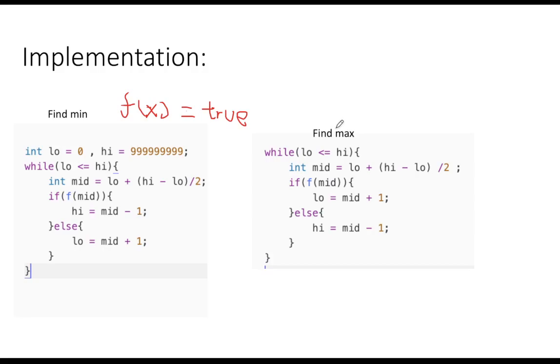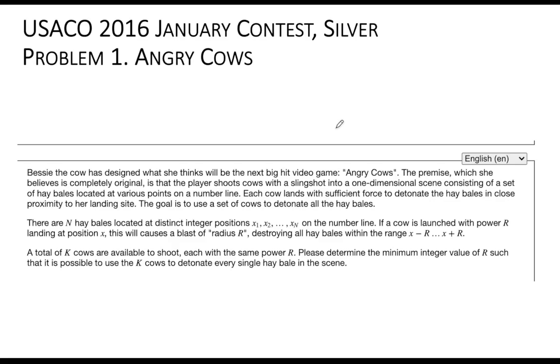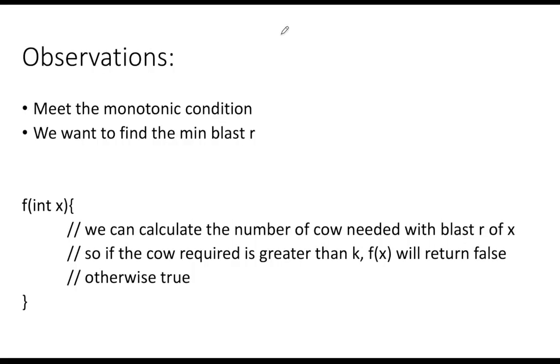Okay, so let's look at an example problem from USACO. It's called Angry Cows. You can search the title and try to do the problem on your own. I really recommend you do that. I also pasted the problem statement here, but I'm just going to continue. You can pause the video to look at it, of course. So I assume you have already looked at it, and I'm just going to go over the solution and the explanation.